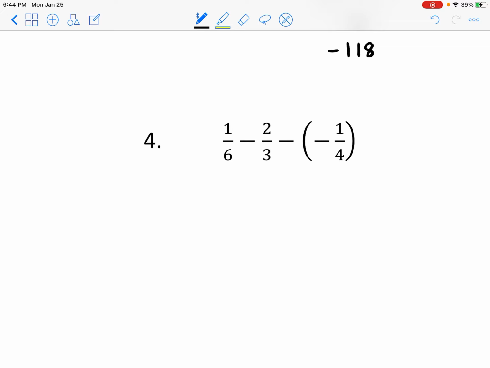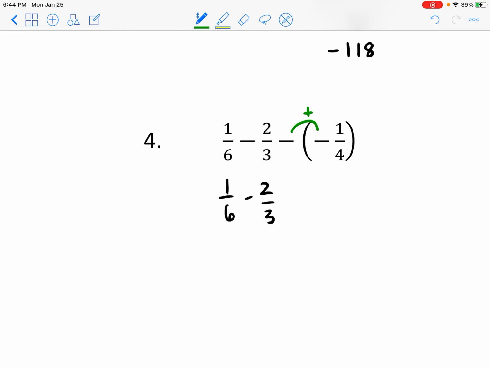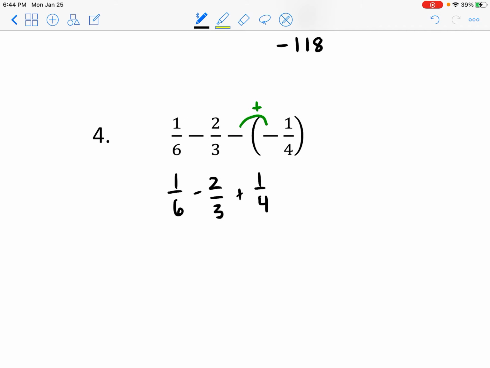All right, we got another one here. I would still start this by getting rid of the parentheses. So I have 1/6 minus 2/3. This time, a double negative makes a positive. So this is going to be a plus 1/4. Now I cannot add fractions unless we have common denominators. So I need a common denominator for 3, 6, and 4.